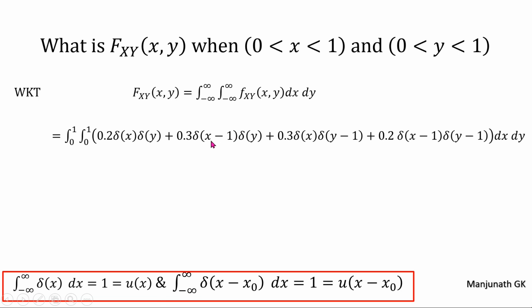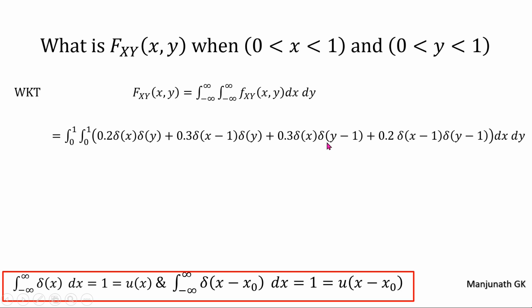Here the shifted signals will be 0, because the values of x and y are considered only from 0 to 1. A shifted delta of x minus 1 exists at 1 and onwards. This delta of y minus 1 also exists at 1 and onwards, but the values of x and y are considered only from 0 to 1. As a result, delta of x minus 1 is 0, and 0 multiplied with anything will be 0.